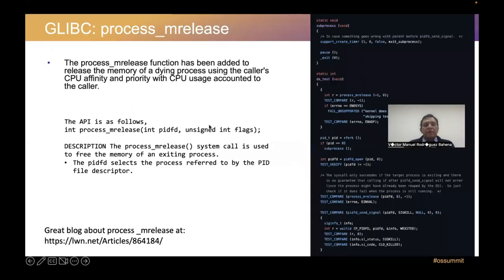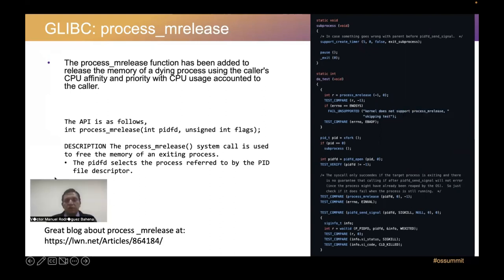Glibc, in its latest version, has added the new system call process_mrelease. The process_mrelease function has been added to release the memory of a dying process, taking into account CPU affinity and priority with the CPU usage. And here is the article that Jonathan Corbet provided about process_mrelease. It's very fascinating.